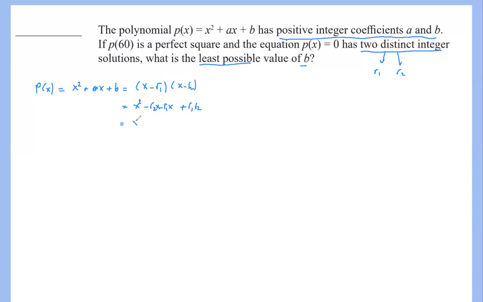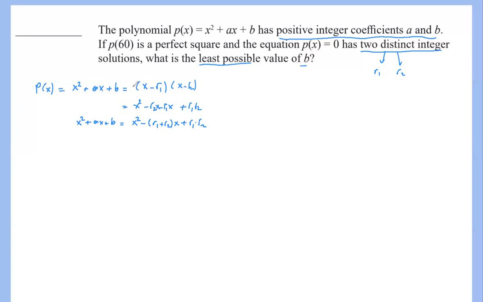If I combine these middle two terms, we have the x term, and then we have r2 and r1 as a coefficient with their negative sign. I will just take that as negative r1 plus r2 times x, plus r1 times r2. And this is equal to our polynomial that we are given, plus b. So if these two are equal to each other, the coefficients of each corresponding term should be the same. The quadratic term has a coefficient of 1, and the quadratic term has a coefficient of 1.